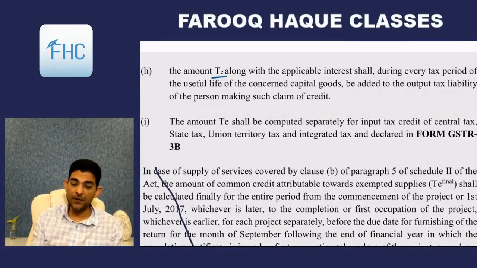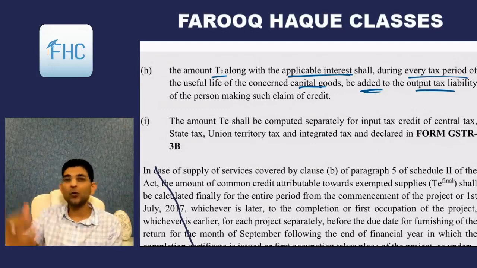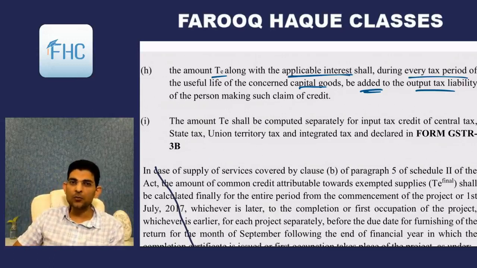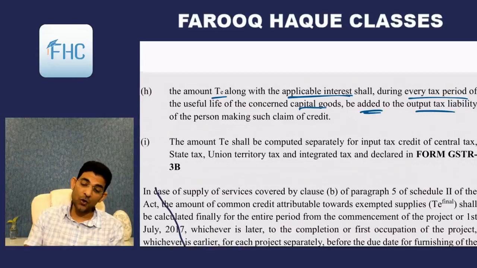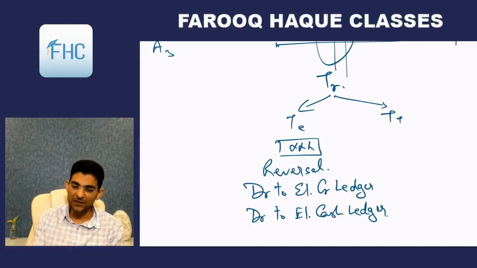So it says further that the amount of TE along with applicable interest shall, during every tax period of the useful life of the asset, capital goods, be added to the output tax liability of the person making such claim of credit. So it will be added to your output tax liability. And how do you pay your output tax liability? By utilizing the electronic credit ledger balance, and if not there, then cash. So that we have written debit to electronic credit ledger or electronic cash ledger. But along with interest, this is a very draconian rule. This is not good as per me.